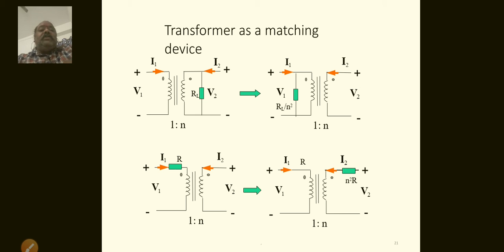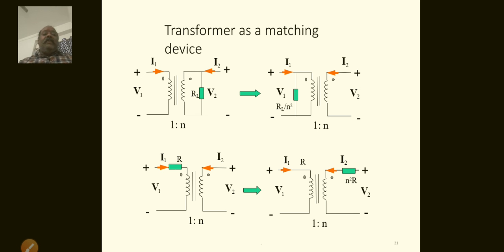Just observe that the dot convention is 1 is to n, this is the ratio actually. And here the dot convention is there, V1, which is R1 by RL by n square. Here RL by n square, the impedance, is the load impedance on the secondary side in figure 1, but here RL by n square is the parallel resistance in the primary winding. Okay, the transformer is a matching device for this condition.